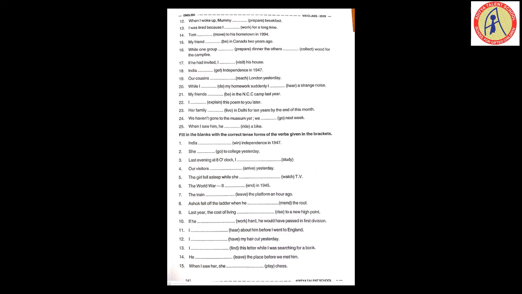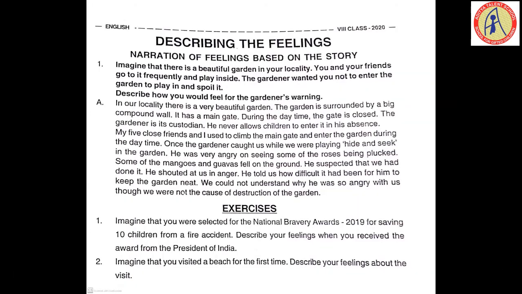Now next we are going with page number 143, describing the feelings. In this we can describe a person or a place, or else the story which was given to us, according to the situations. Now what are the indicators we will use in describing the feelings? It should be written in a paragraph, that is number 1.